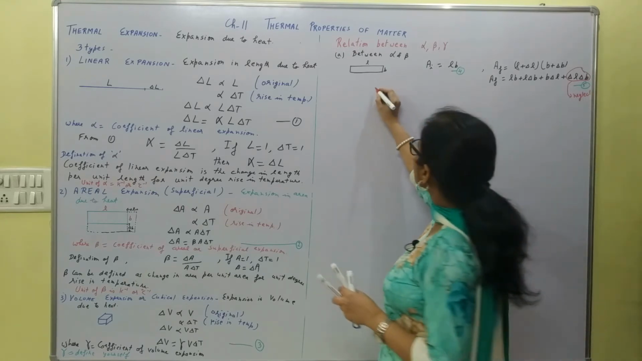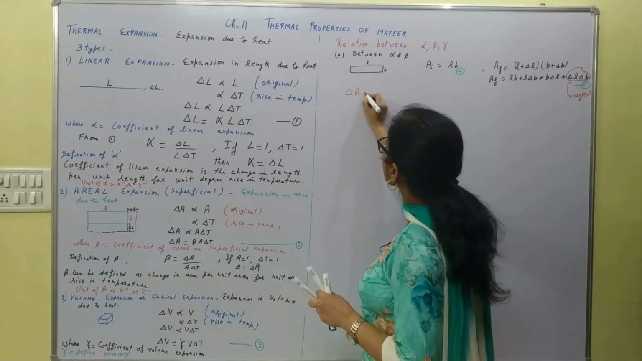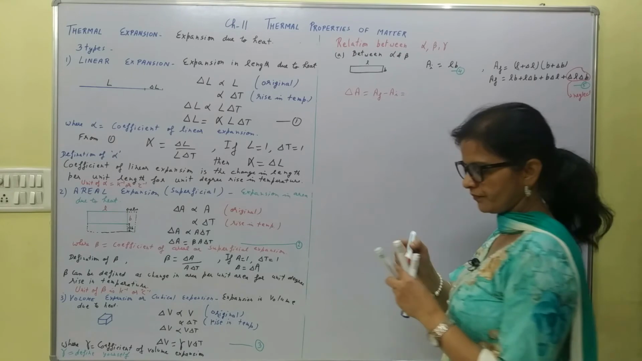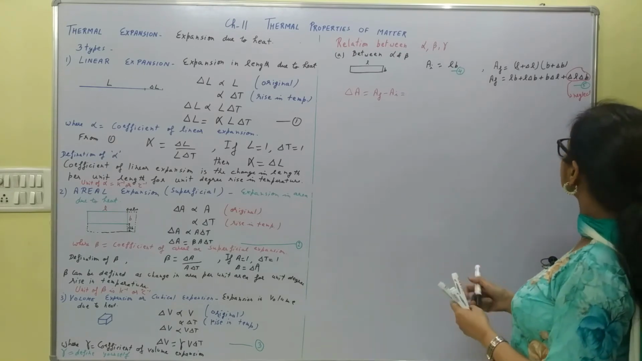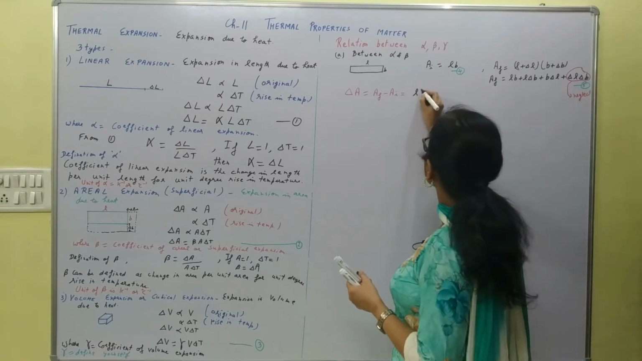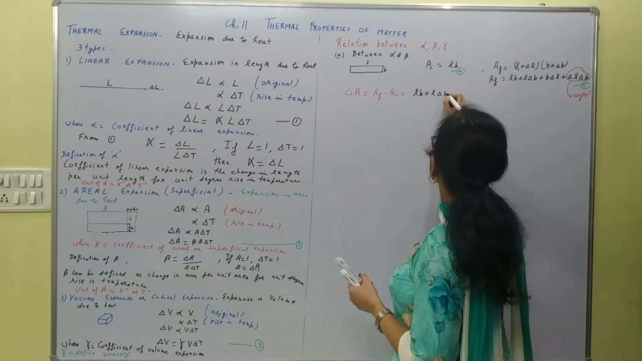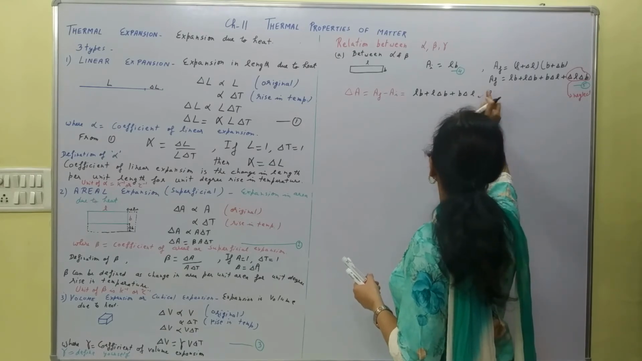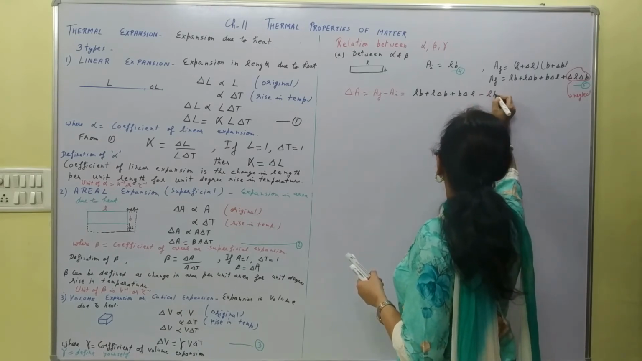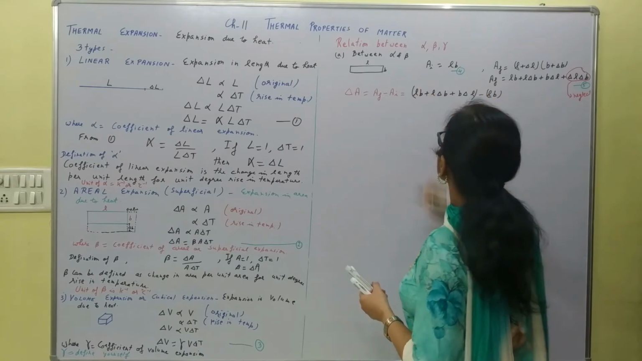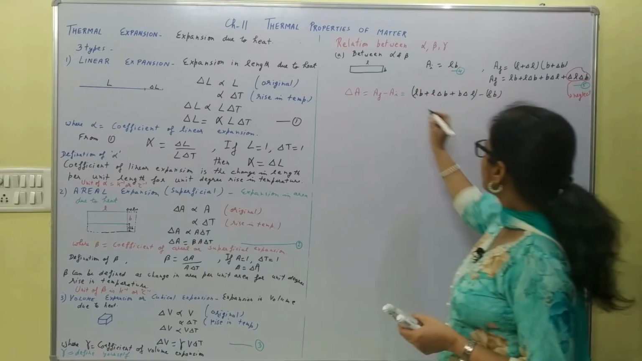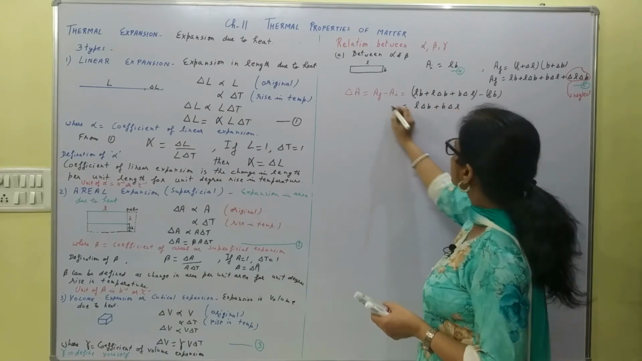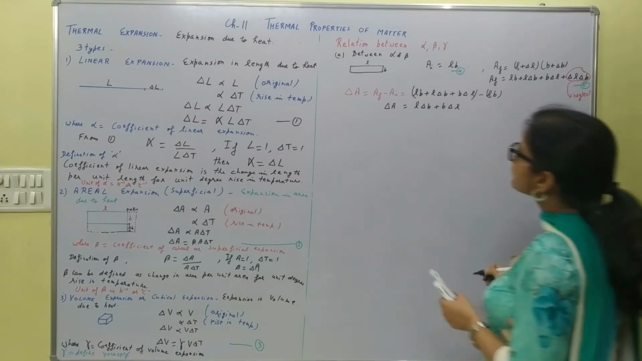Right? So we can find delta A by delta AF minus AI. So this can be written as LB plus L delta B plus B delta L plus L minus LB. This is the initial and this is the final. So if we solve it, we will get L delta B plus B delta L. This is delta A. Right?